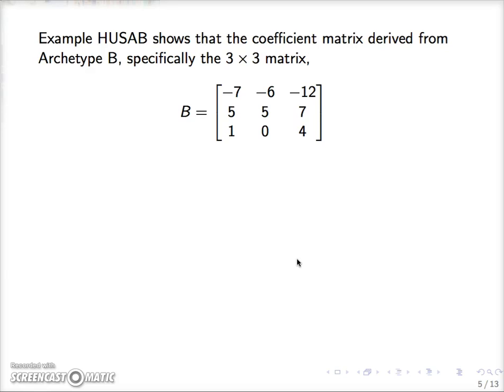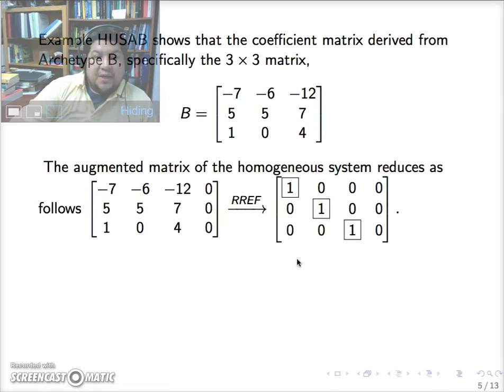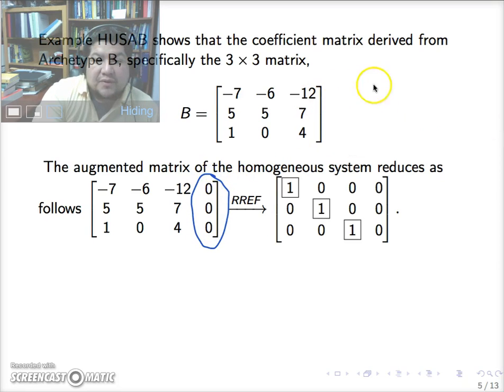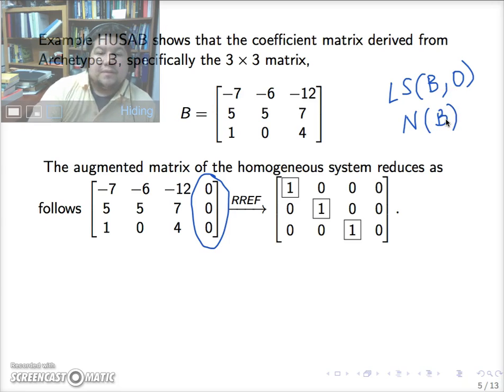So here we have another example. This is a 3 by 3 matrix. We augment this matrix with a column of zeros. We're considering here the linear system that has this matrix as the matrix of coefficients and the zero vector. We're also considering the calculation of the null space of this matrix. Based on what we obtain here, little r, the number of non-zero rows in RREF, is 3. The number of columns is also 3.